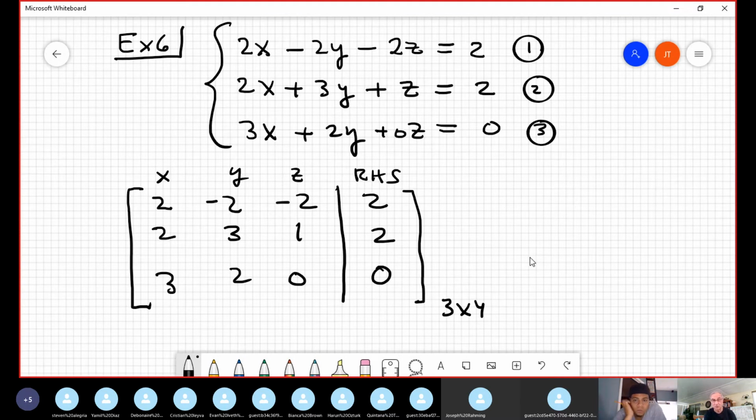Reduced row echelon form. So I recommend GeoGebra because GeoGebra is free. GeoGebra is online in the cloud. You can save your information after that, but not necessarily GeoGebra. There are other software, but in the other software, you need to specify the dimension first. Because when you specify 3 by 4, automatically the software reserves 12 positions for you. And you put inside the positions 2, negative 2, negative 2, 2, 2, 3, 1, 2, blah, blah, blah. Okay?